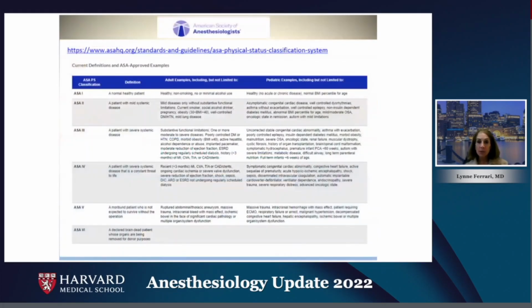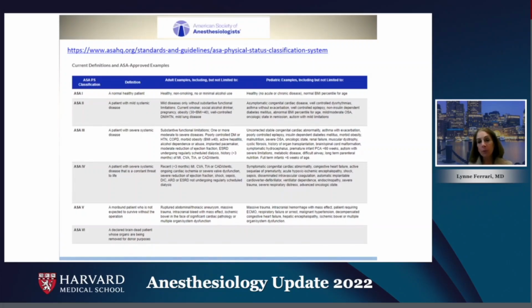And what you can see now, as of 2020, the most updated guidelines from the ASA, you can see here. And there are very specific official pediatric examples that providers can use when assessing pediatric patients preoperatively. And we are really delighted that this has been adopted.